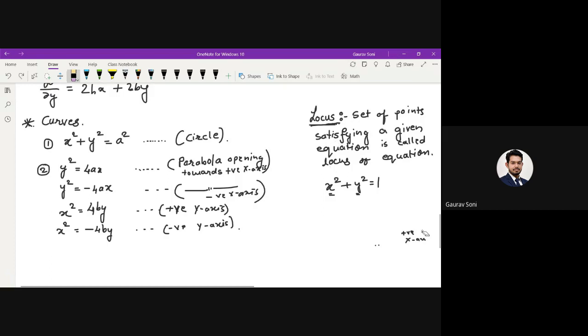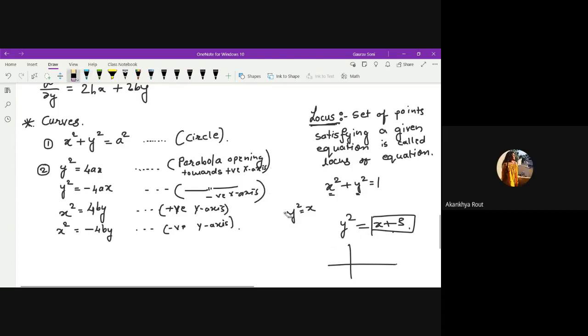Now, what happens if I do this? y square is equal to x plus 3. What I have done is added 3 to x. Can you draw y square equal to x? y square equal to x is the parabola opening towards the positive side.